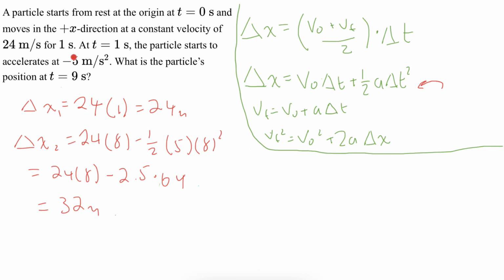And then now to find the particle's position, we just simply add these two values together. So 24 plus 32, and you should get 56 meters. And that is the particle's position when t equals 9 seconds.